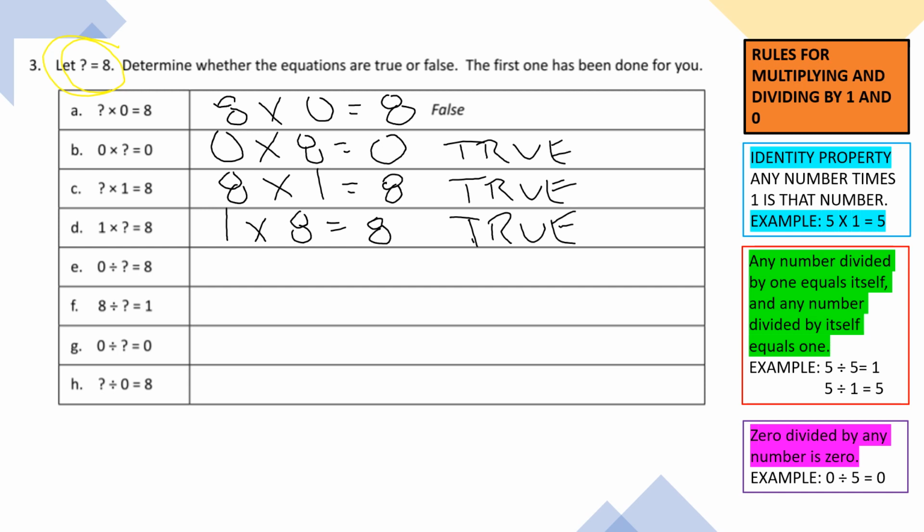Okay, let's look at E. 0 divided by 8 equals 8. Let's look at our rule. The rule, the very last one, says 0 divided by any number is 0. So that's false. 0 divided by 8 should be 0.